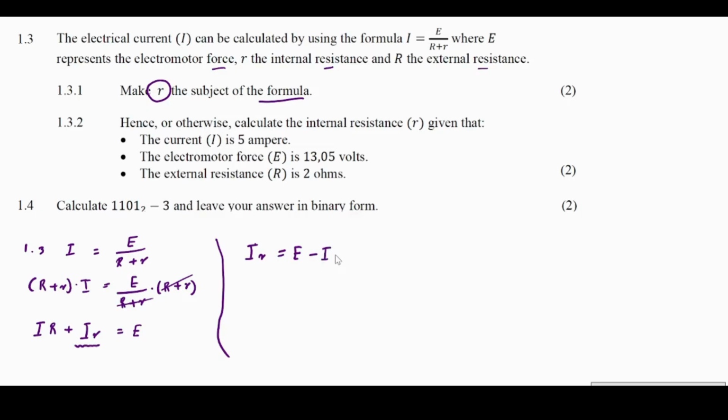minus I and R. Because I'm looking for a small letter r, I'm going to divide both sides by I, and then my final answer is going to be E minus I R, all of this divided by I. So you have simply solved, or made r rather, the subject of the formula. Let's put a box around that, because we're going to need this.